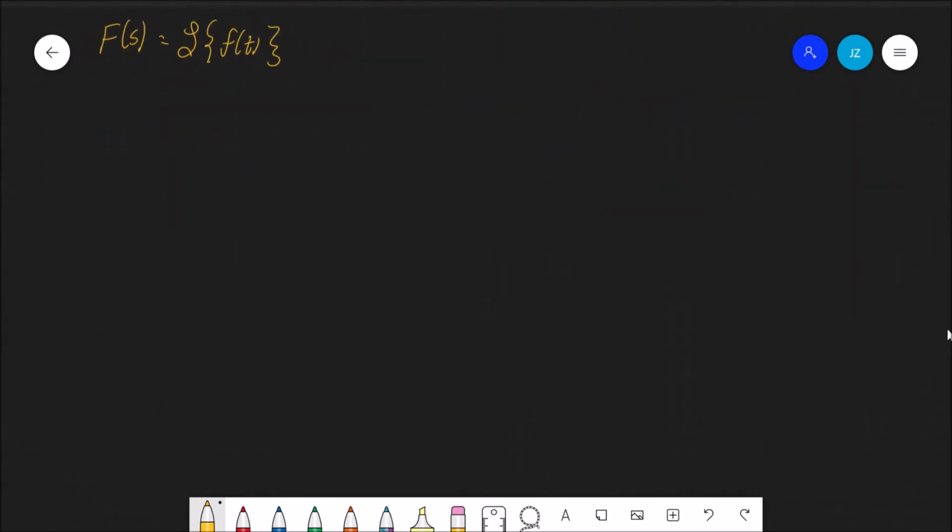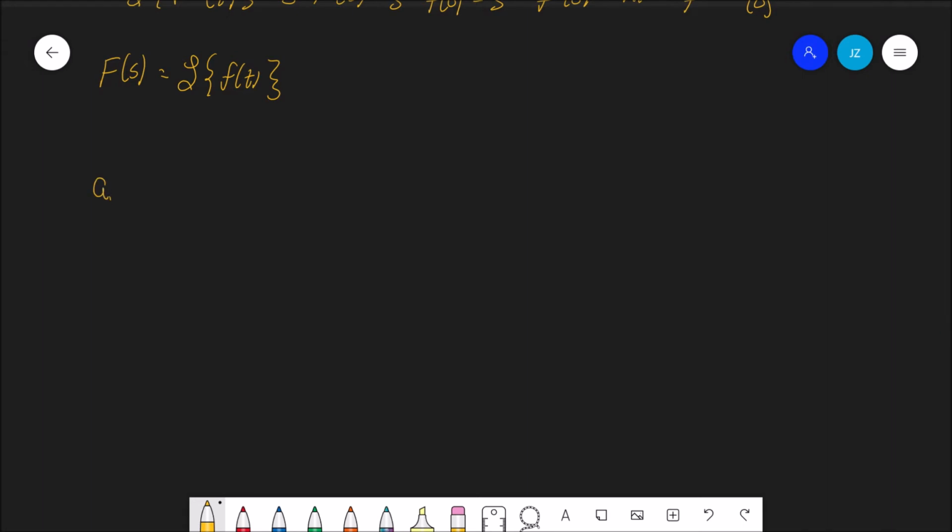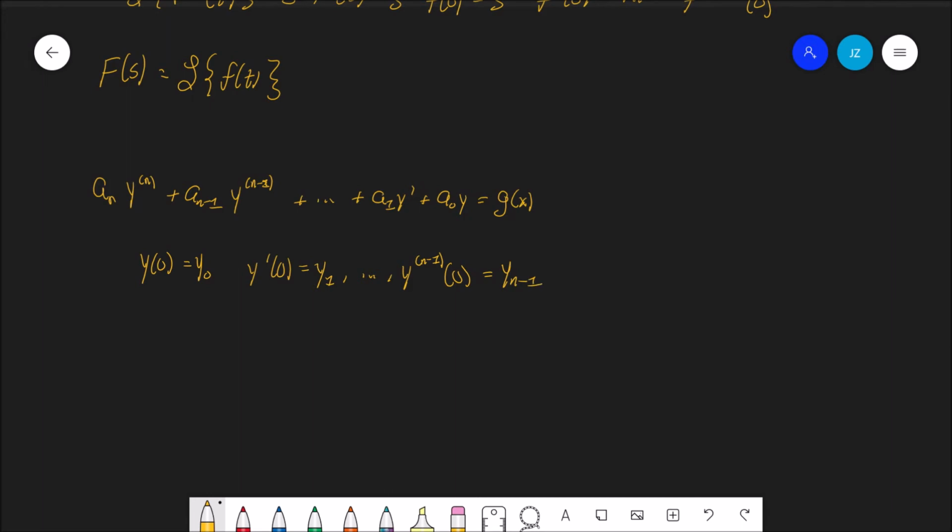So let's look at the linear differential equation, or initial value problem rather. a sub n times the nth derivative of y, plus a sub n minus 1 times the n minus 1 derivative of y, and so on and so forth, a sub 1 y prime plus a naught y is equal to g of x, with the conditions that y of 0 is equal to y naught, y prime of 0 is equal to y1, the n minus 1 derivative at 0 is y sub n minus 1. Now, each of the a i's are constant, each of the y i's are constant.